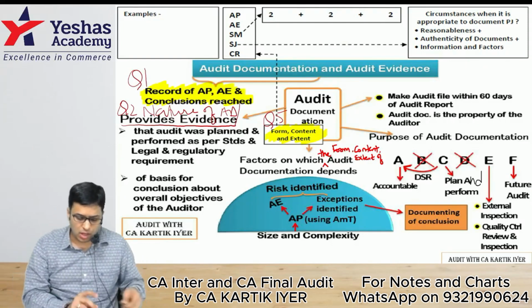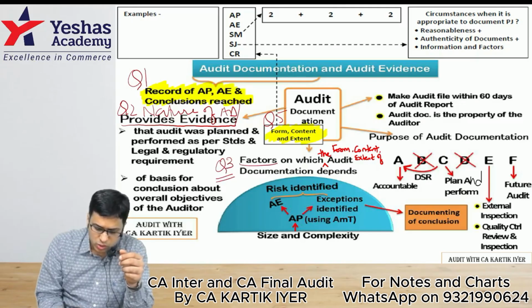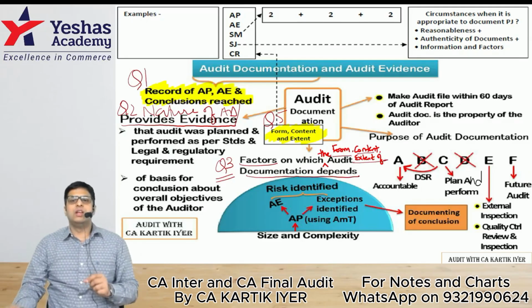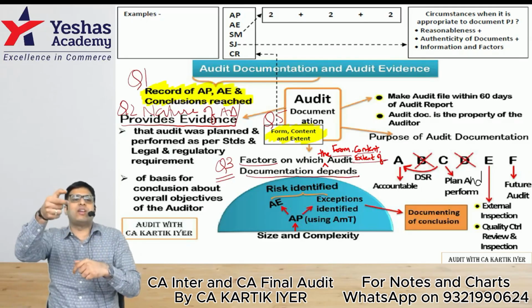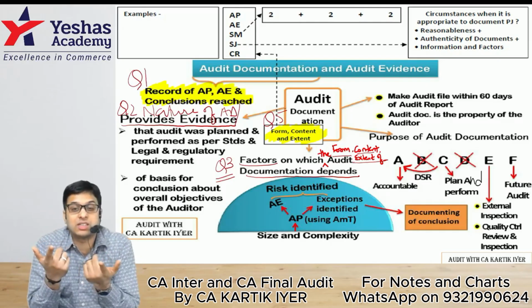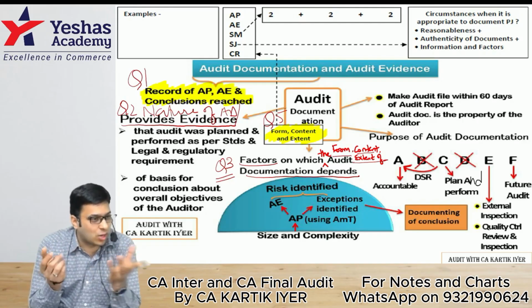Question number 3: factors on which the form, content, extent of audit documentation depends. Let's do it one by one. Very simple. When will your audit documentation be thicker? When will it be thinner? What are the factors that define that? That is the question. The thing I taught you in this was in the SA notes and your CA Inter notes, that example.